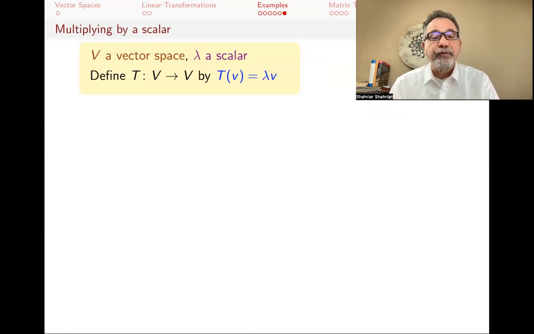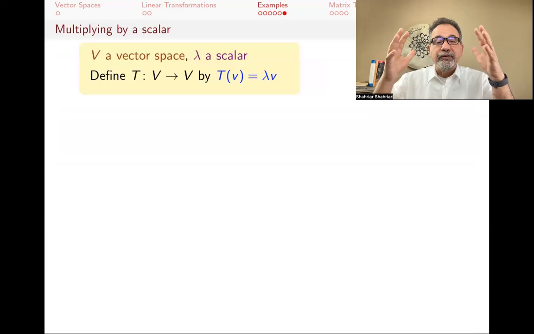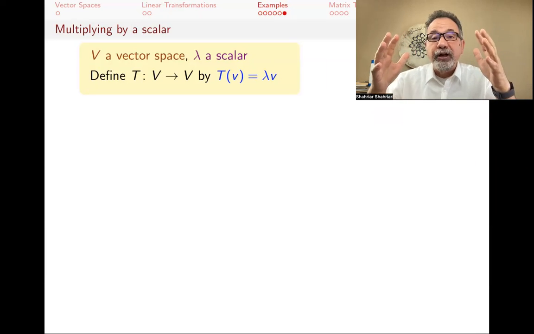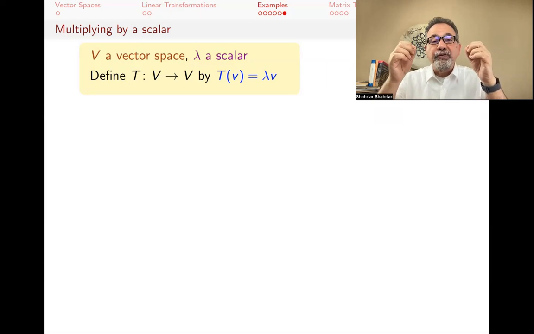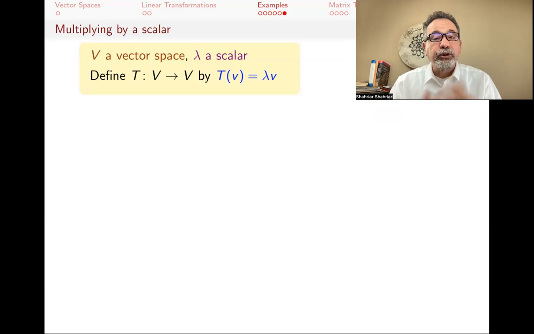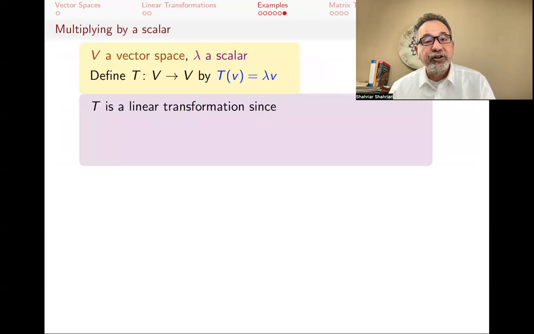So define T from V to V, and the definition is this: you take any vector and just multiply it by lambda. So this is a linear operator. It's going to take any vector in V, multiply by the scalar, and get something else in that vector space. Now, this is a linear transformation. I can prove it in general, regardless of what the vector space is and what the scalar is.